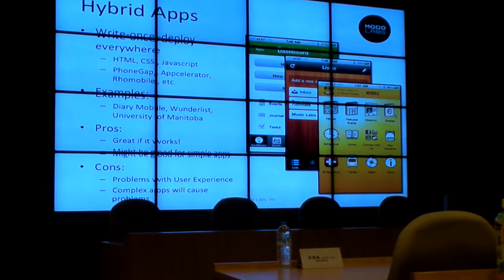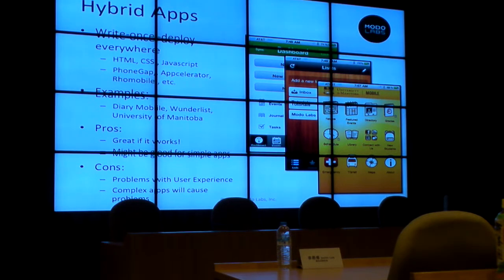Whenever you have the lowest common denominator approach, you really cannot do a good job of the user experience. And I think that's a fundamental issue with the hybrid app approach. But nonetheless, I listed 3 different examples here: Diary Mobile, Wunderlist, and the University of Manitoba. These are all built out of the hybrid app approach.